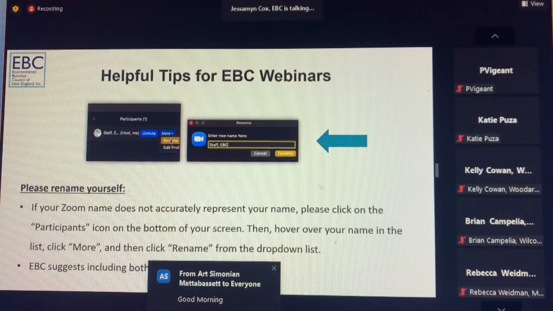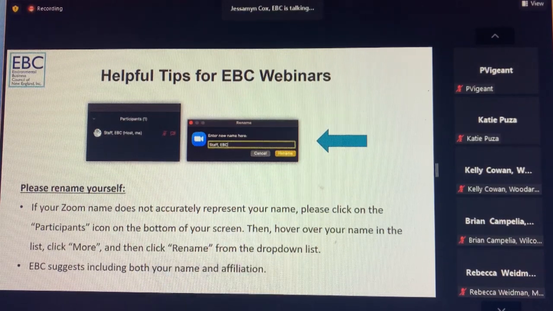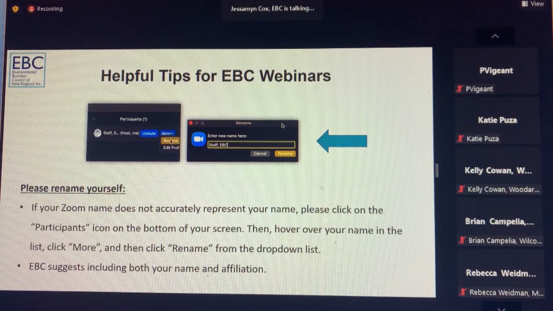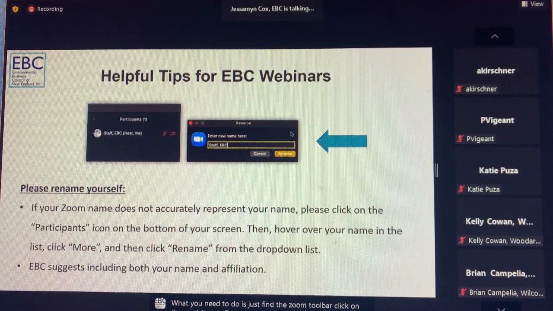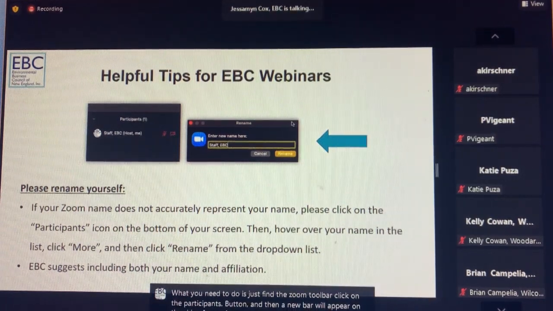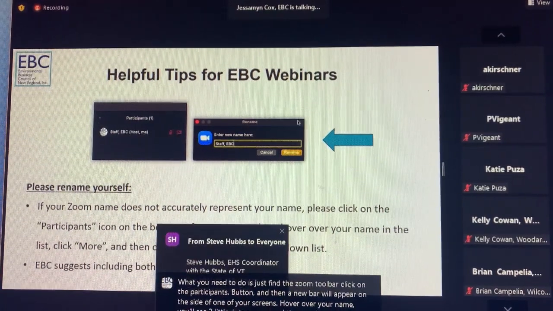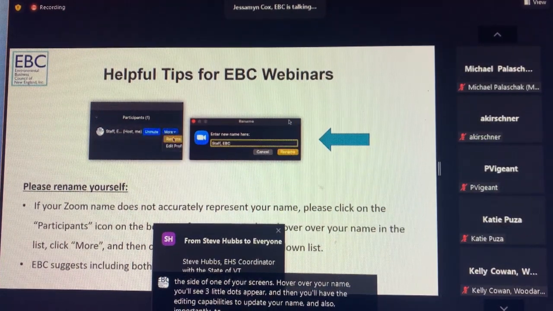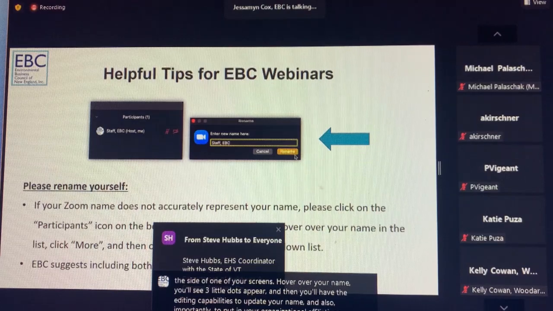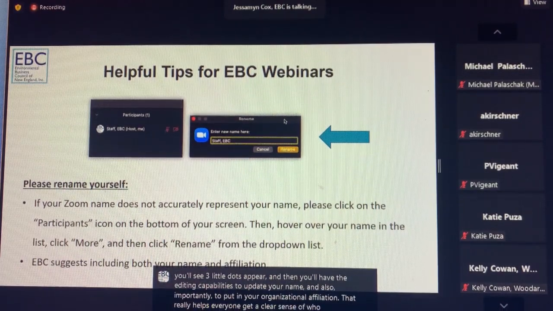So first thing, if you are sitting and looking at your screen and you realize, oh my Zoom video is not actually who it says I am. Sometimes this happens if your daughter has hijacked your Zoom. What you need to do is just find the Zoom toolbar, click on the participants button, and then a new bar will appear on the side of one of your screens. Hover over your name, you'll see 3 little dots appear, and then you'll have the editing capabilities to update your name and also importantly to put in your organizational affiliation. That really helps everyone get a clear sense of who is on the call today.